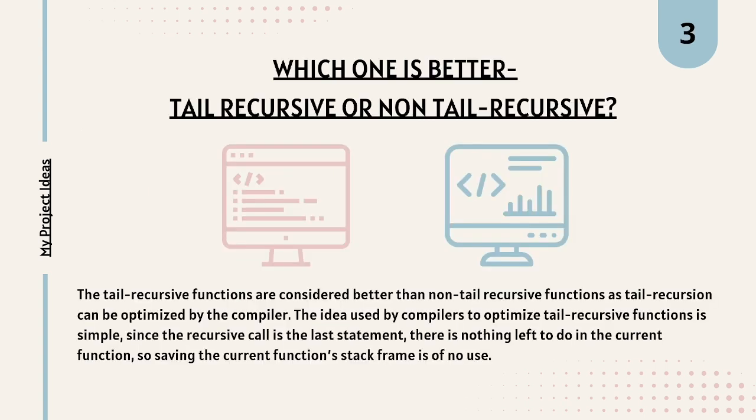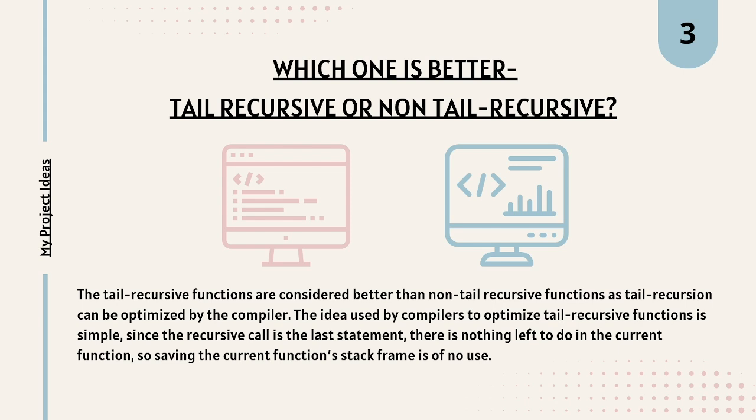Which one is better? A question might pop up in your mind: which one is better, tail recursion or non-tail recursion? Tail recursions are better than non-tail recursions because tail recursions can be optimized by the compiler. When you're writing code, the compiler compiles your code, then you get the output, right? So the compiler can optimize tail recursive functions.